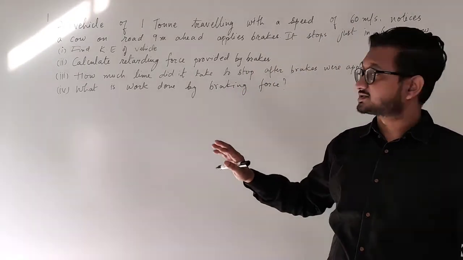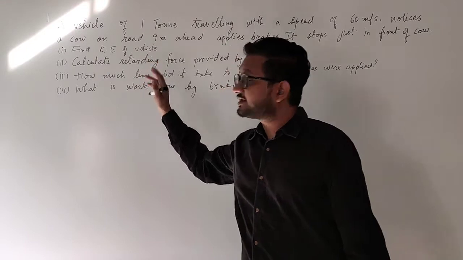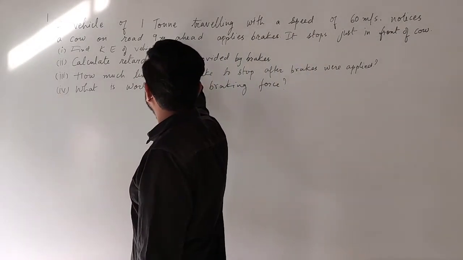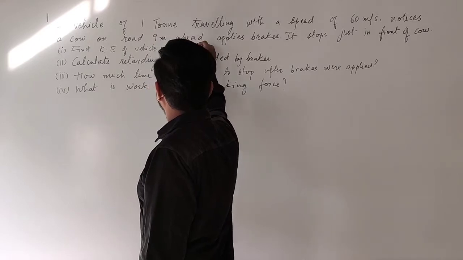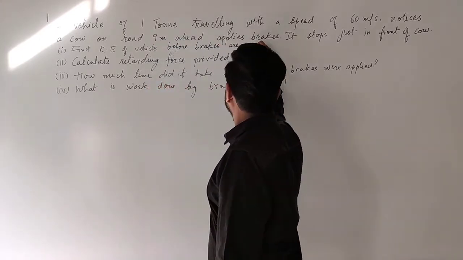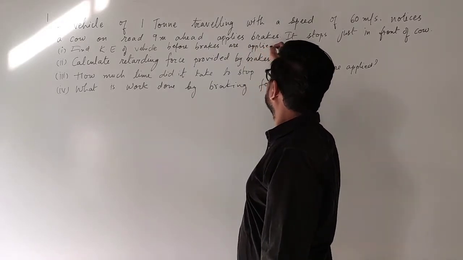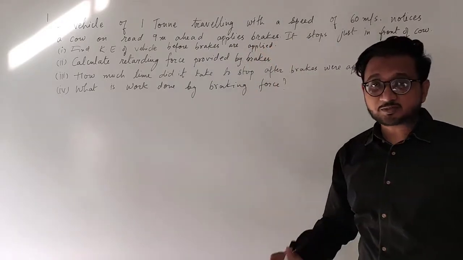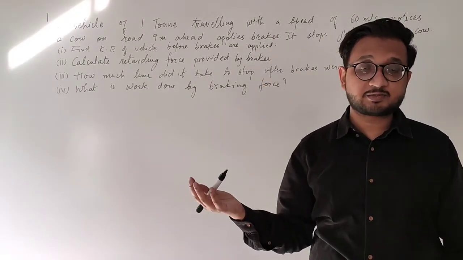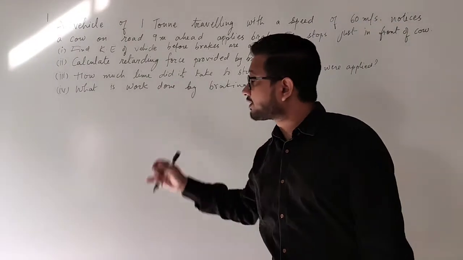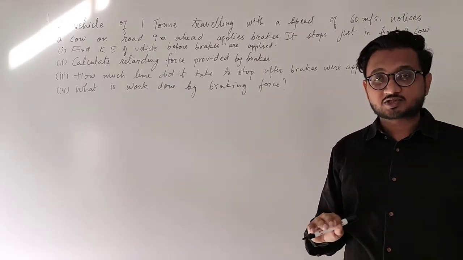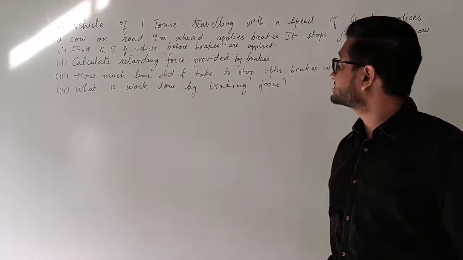Now there are the questions. Find the kinetic energy of the vehicle before the brakes are applied. So, before brakes are applied. Because after the brakes are applied, its velocity finally becomes 0. So, its kinetic energy will be 0. But it is before. What happens before the brakes were applied? And so, you are supposed to find the kinetic energy.